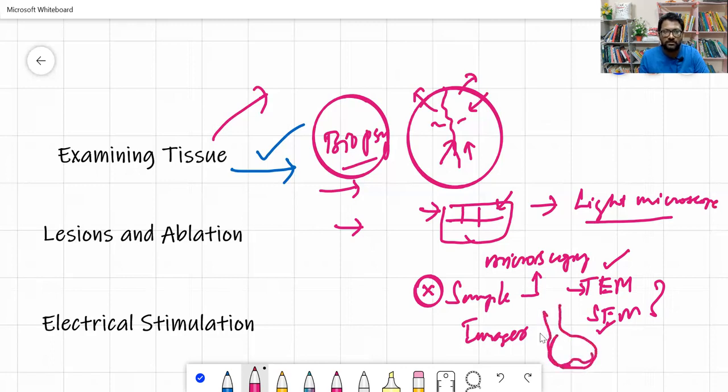So we can actually study synapses, or the surface of the neuron, by using SEM or TEM. This is how we examine tissues, and we use different staining methods as well.